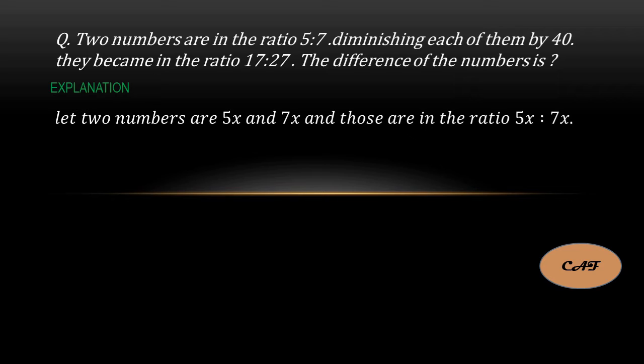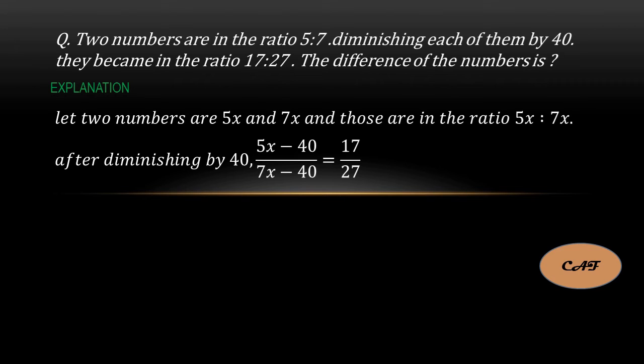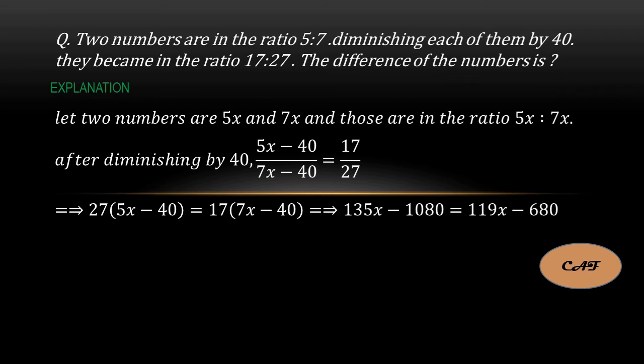Those are in the ratio 5x is to 7x. After that they did diminishing each of them, means subtracting 40 from numerator and denominator. Then they got the ratio 17 is to 27. This is the equation: 5x minus 40 divided by 7x minus 40 is equal to 17 by 27. If you do cross multiplication, you will get 27 into 5x minus 40 is equal to 17 into 7x minus 40.